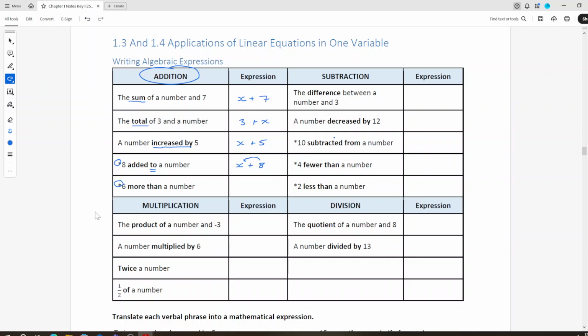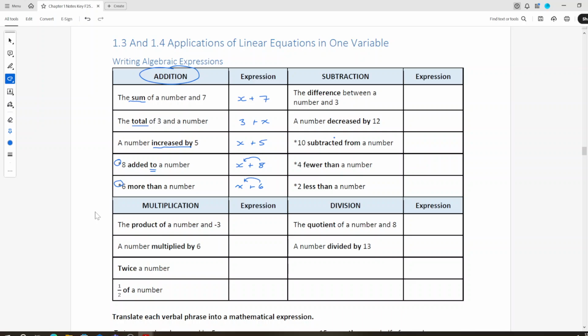Same thing here, 6 more than a number. So these two starred ones signify that the action is happening to something, and so you want to write the thing after the x in this case. So just be careful with these. Now with addition, it doesn't really matter whether you do 2 plus 3 or 3 plus 2. But when we get to subtraction, these words are super important.